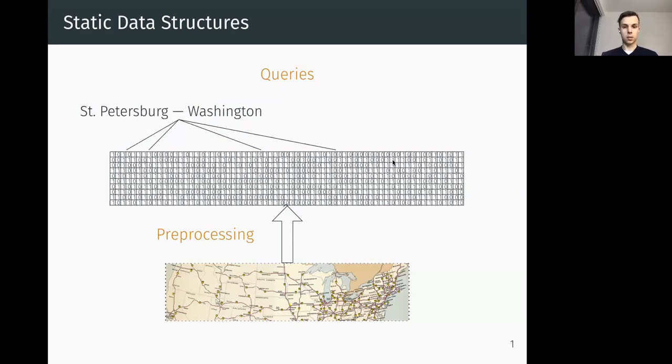And the preprocessing stage can take as much time as you want, but the limitation is in the query stage. You're allowed to read only at most T memory cells that you've pre-computed. And the allowed space to use is S. And of course, the goal is to minimize the total space used and the query time T. So this is an example of a static data structure problem.